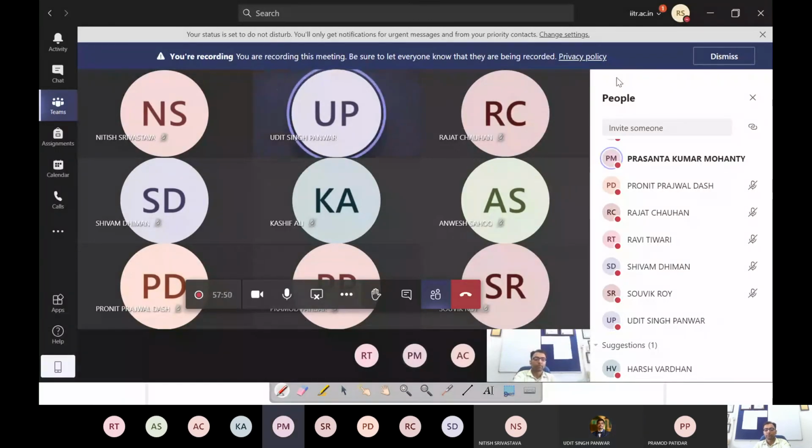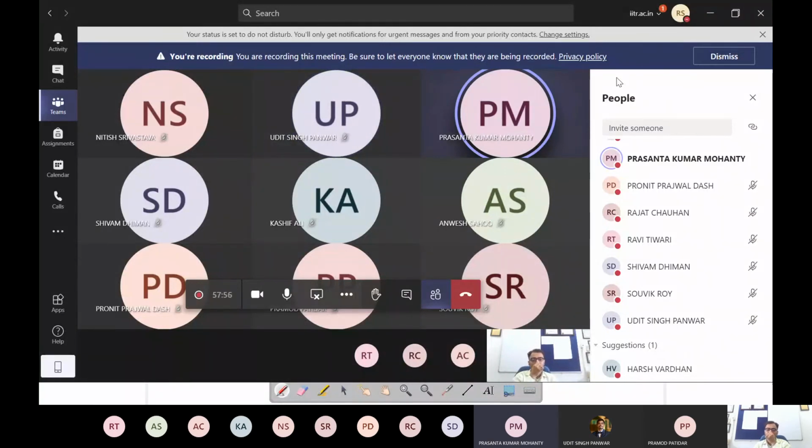Sir, I am Prashant. I have some doubts. Yes, Prashant. Sir, in the slides, whatever you showed, the derivations are for induced EMF. But on the board, you wrote that this is for phi derivation.